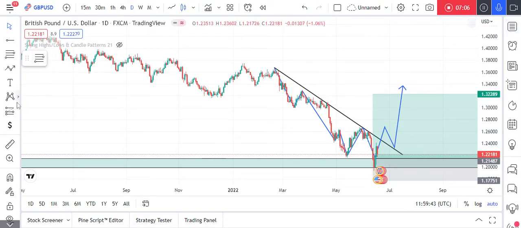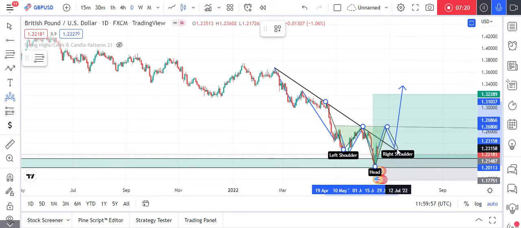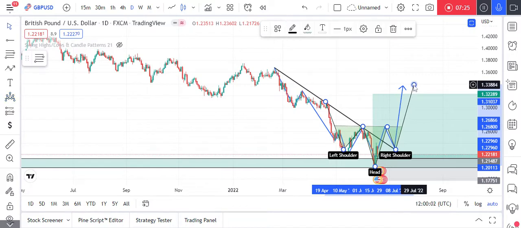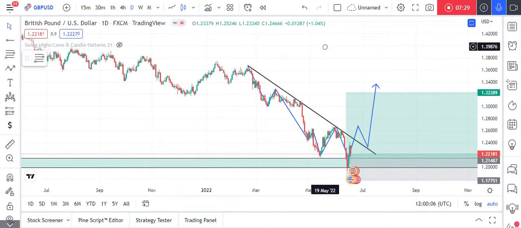So currently on GBP USD, we can be having a head and shoulders, for example. You see, we already have the left shoulder and we just made the head, meaning that we're just gonna wait for the formation of the right shoulder, so that we can go up. So already I'm in the trade holding it, hoping that it will go up to the upside.